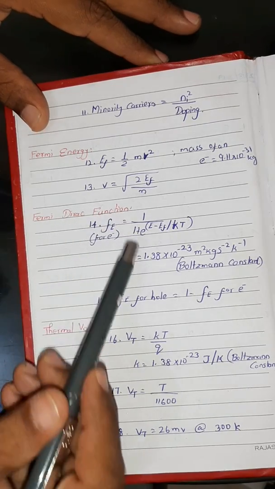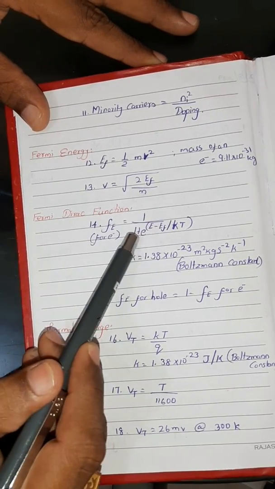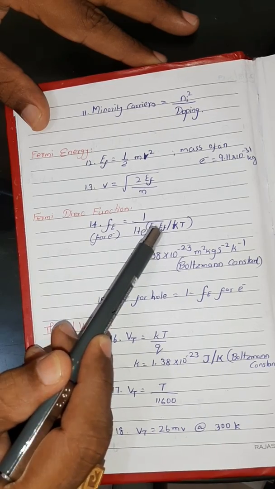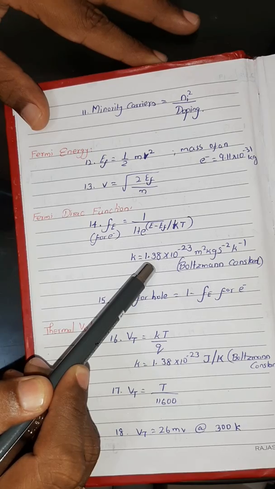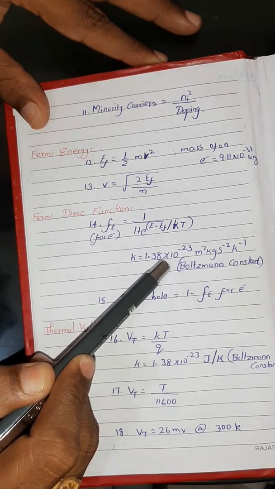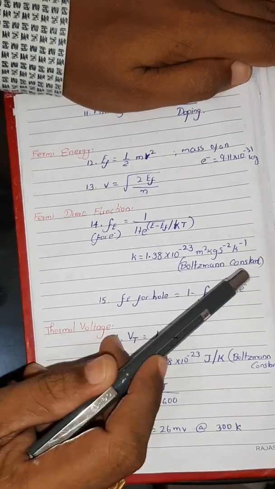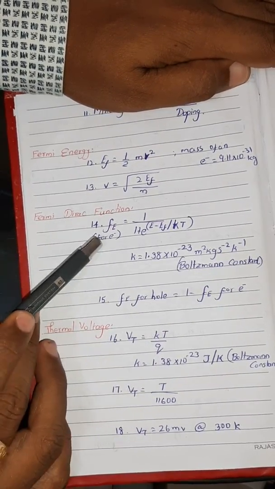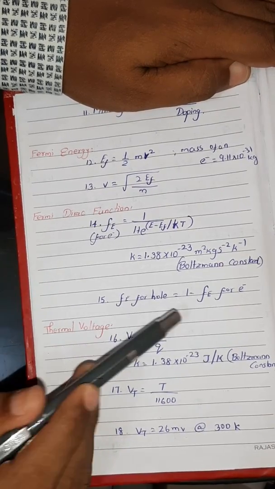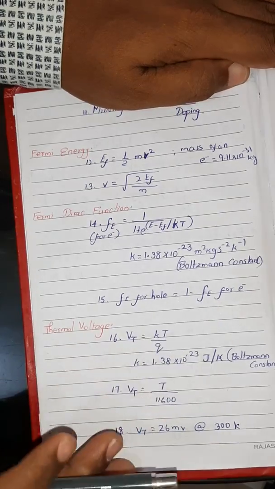Then Fermi-Dirac function, number 14, Fermi-Dirac function Fe for electron equal to 1 divided by 1 plus exponent of E minus EF by kT, where k is the Boltzmann constant, it is equal to 1.38 into 10 power minus 23 meter square kilogram per second square per Kelvin, Boltzmann constant. Number 15, Fermi-Dirac function for hole. So Fermi-Dirac function for electron, this is for hole, it is equal to 1 minus Fermi-Dirac function for electron.